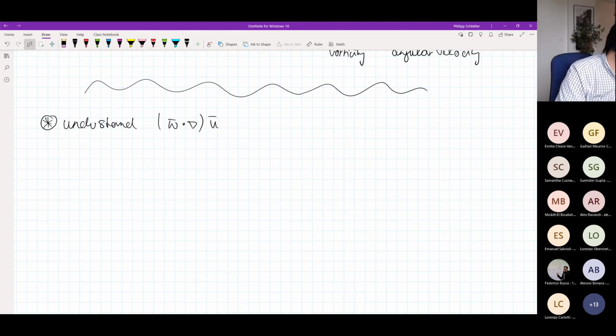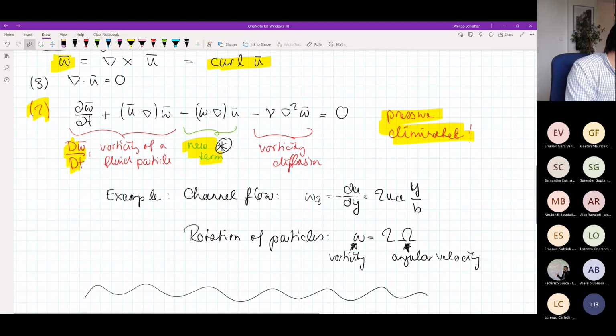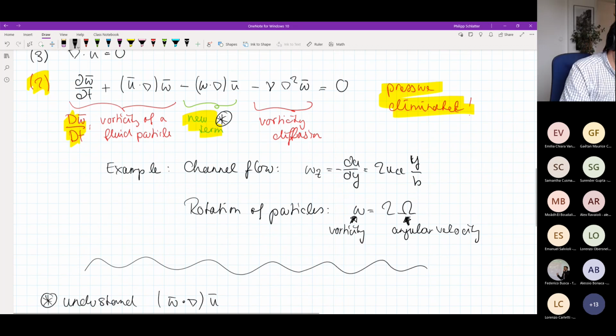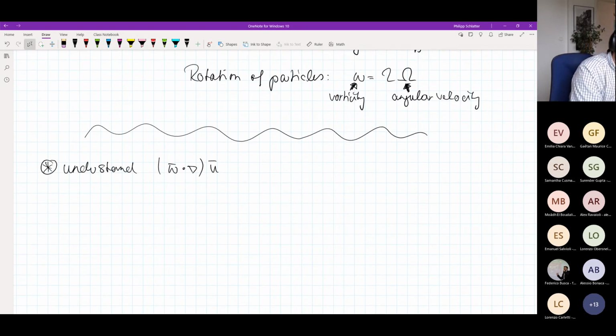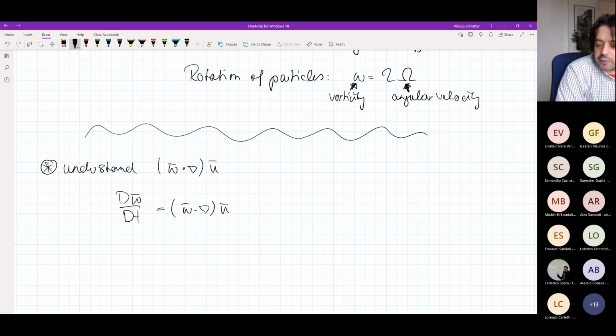So let's just do a very simplified equation. Let's assume that we just have the vorticity transport and this term, but no diffusion. So the viscosity would be 0. So let's just consider an equation like this. d omega dt is omega cross nabla times u. So this is the equation that we would like to look at. It's the inviscid vorticity transport equation.